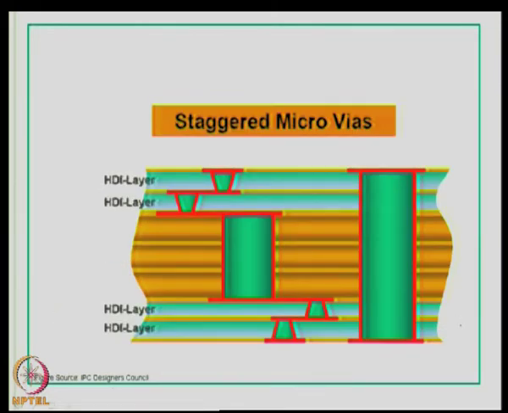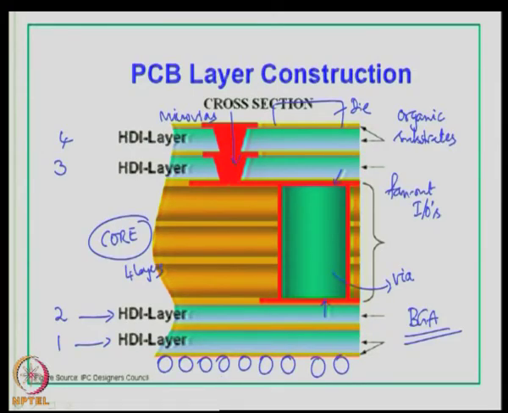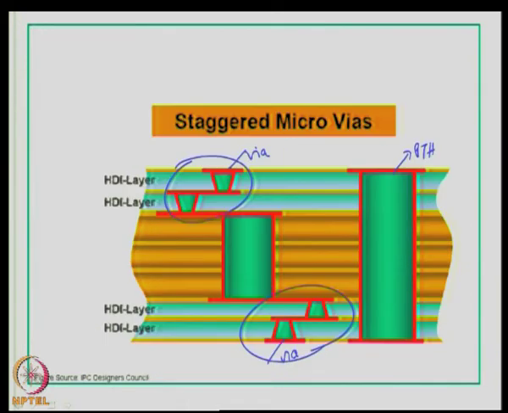And this is an example of how the micro vias are staggered. So, this is a through hole, plated through hole or printed through hole, and this is a via, this is also a via, and you can see here the vias are staggered. Here also you can see that the vias are staggered. So, in the earlier example, this could be a stacked via configuration, whereas here it is a staggered via configuration.